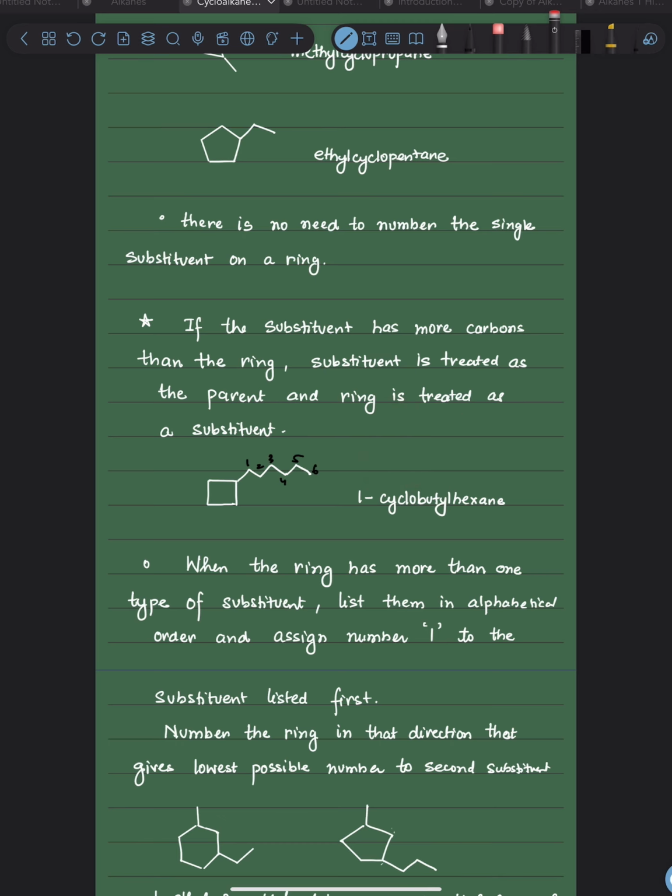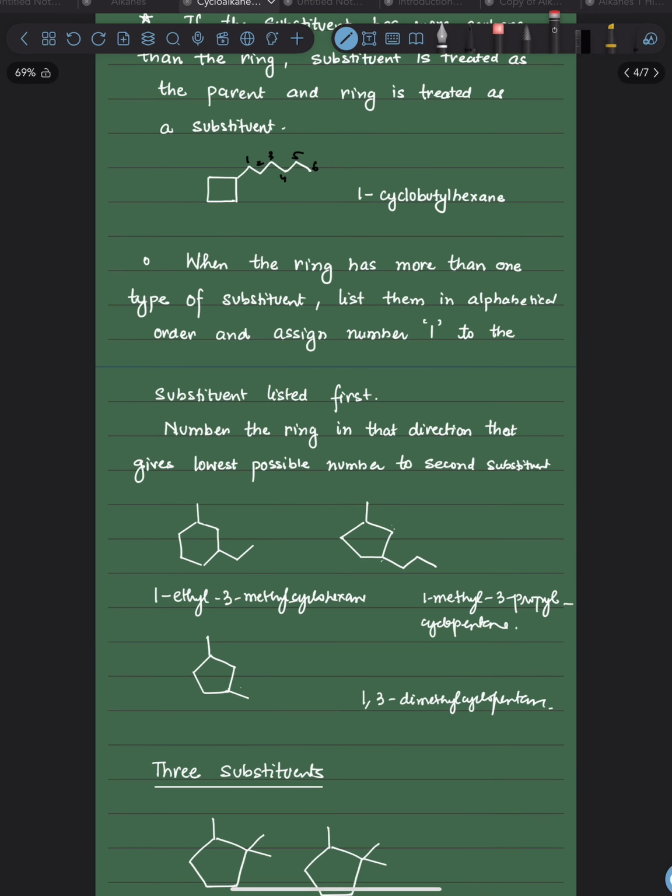So it depends. When the ring has more than one type of substituent, list them in alphabetical order and assign number 1 to the substituent listed first as per the alphabetical order. Let's see the example. So in this case, I can number it like 1, 2, 3, 4, 5, 6.